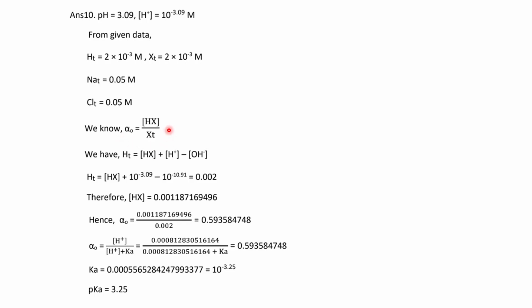We know that alpha naught is equal to HX upon Xt. Ht is HX plus H plus minus OH negative. So what is Ht? Ht we know as 0.002, which is Xt total. Therefore, HX concentration we got as this. So alpha naught is this. Alpha naught is equal to H plus upon H plus plus Ka as well. So from here we got this Ka. So by putting, pKa is equal to 3.25.